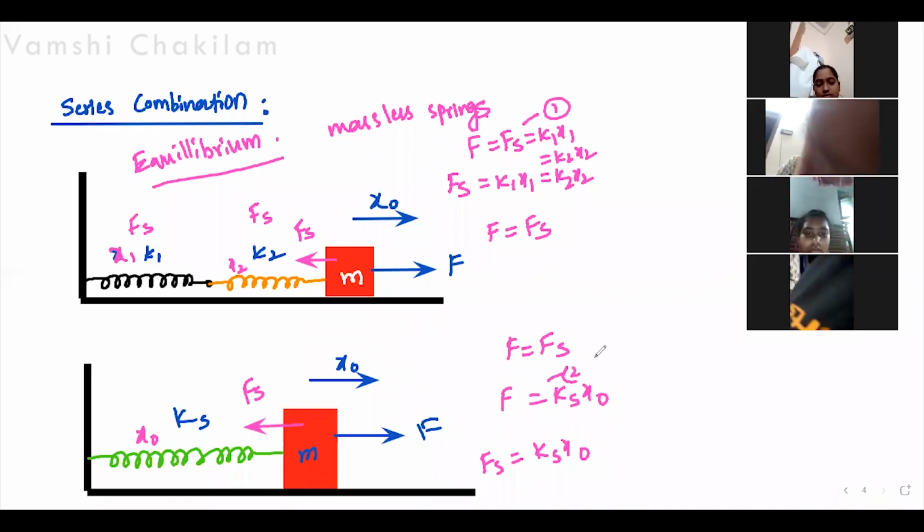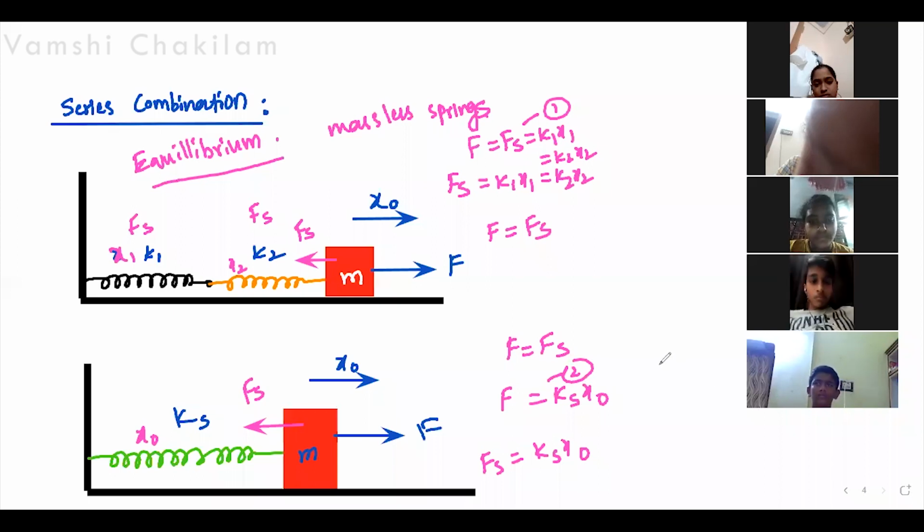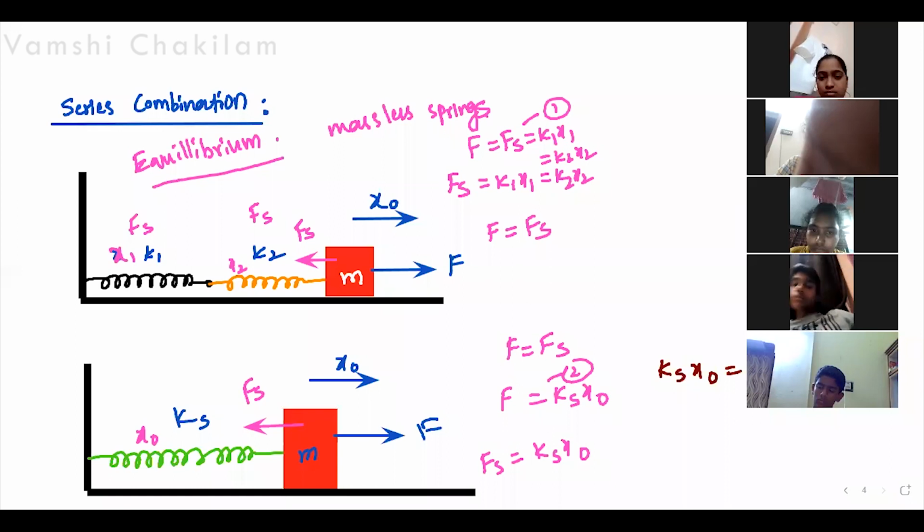what are we going to have? Prapula, switch on your video. What are we going to have? K1 x1 equals K2 x2 equals Ks x naught.